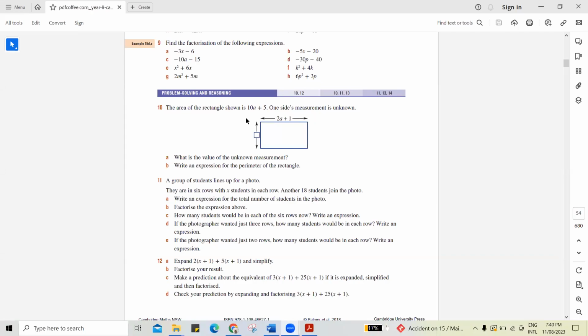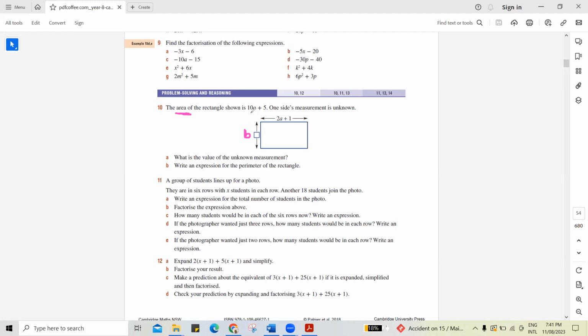Now the area of the rectangle shown is 10a plus 5. One side measurement is unknown. Now look at that, this is called area, right? Then you draw a triangle. Then this side is 2a plus 1, and this side you don't know. It can be any number, right? I would say now this is A, we call B. We need to find the B.